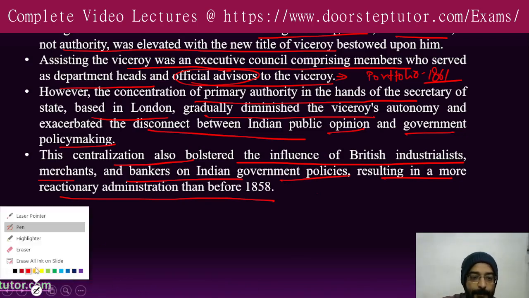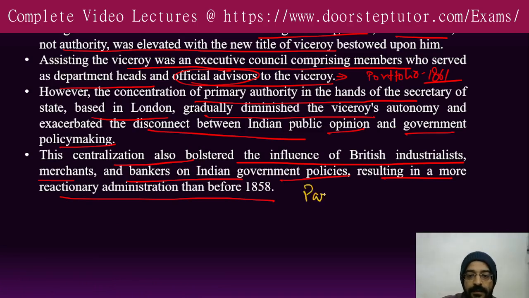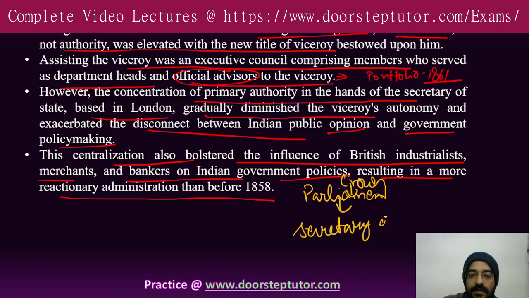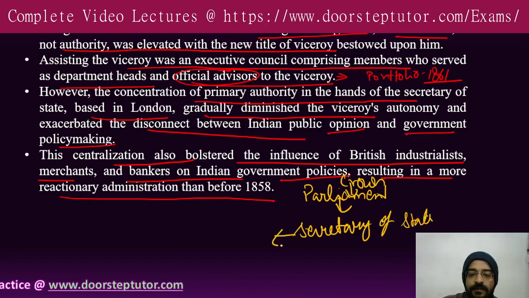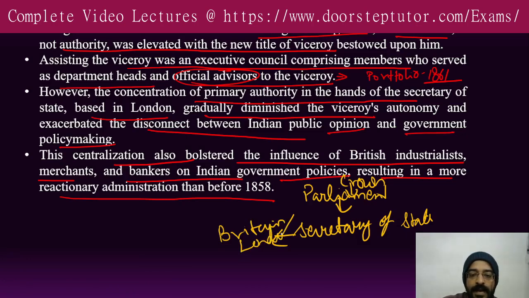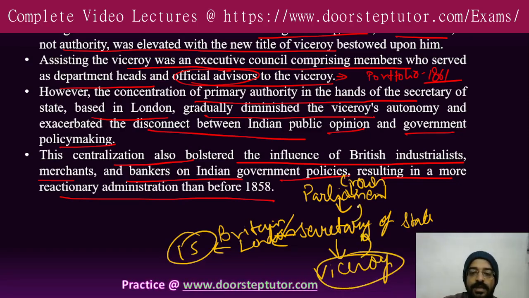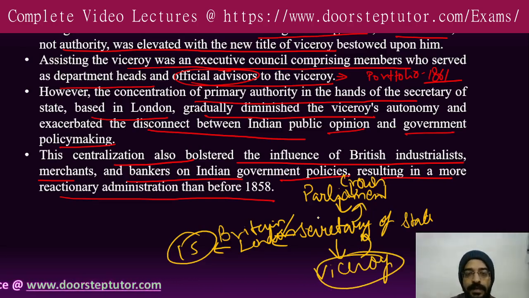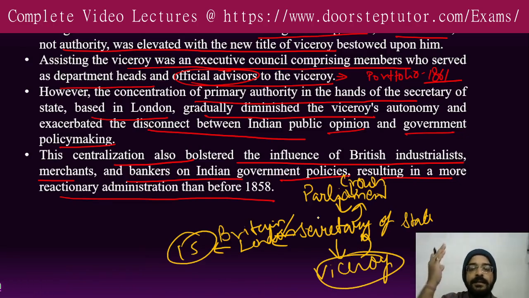So Parliament will be there, and over Parliament there is one more thing, that is the Crown. Below Parliament there will be the Secretary of State, who will be seated in Britain, or you can say London. He will have a council of 15 members, and under him will be the Viceroy. This Viceroy had to report to the Secretary of State. The Secretary of State will be reporting to Parliament and thus the Crown. So there was a centralized hierarchy where decentralization was not at all there. The provinces were not getting any actual power.